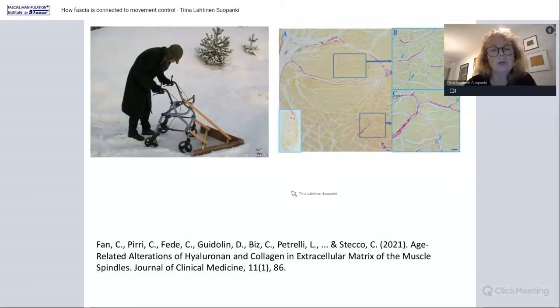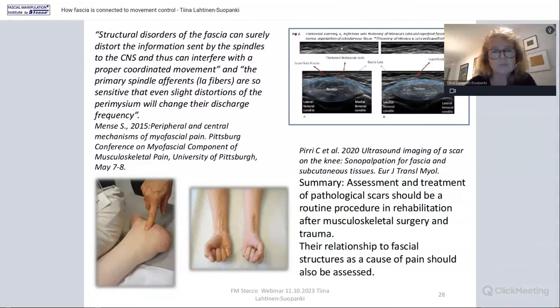This is when we get older. So when the stiffness increases, there is more intramuscular connective tissue, so the extracellular matrix gets different and it's stiffer, and also the surroundings of the muscle spindle are different. Then adaptability and the activation of the stimulation is slower, and that's why it's easier to get problems with the system.